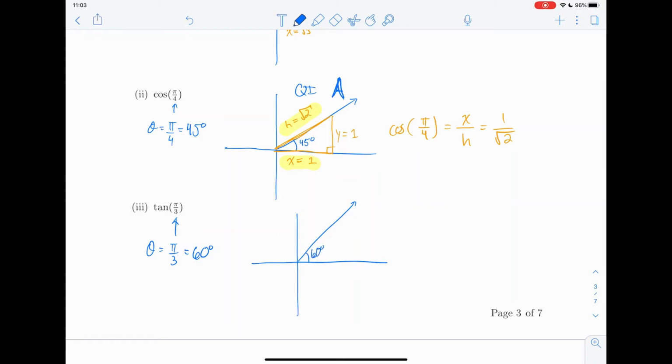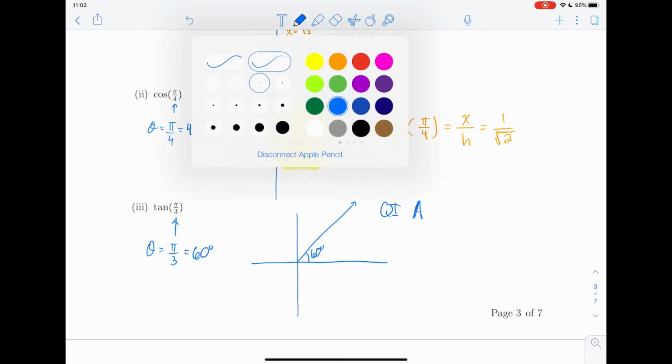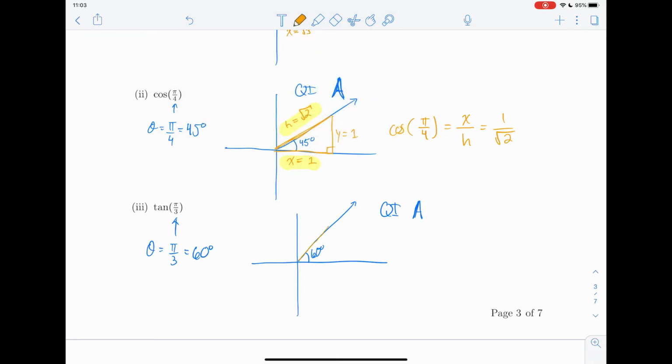Here's 60 degrees. So we're still in quadrant 1. So again, we're bound by the A part of "All Students Take Calculus." So our answer should be positive. The reference triangle that we want to build will have its hypotenuse on the terminal side of the angle. It'll have its base on the x-axis.